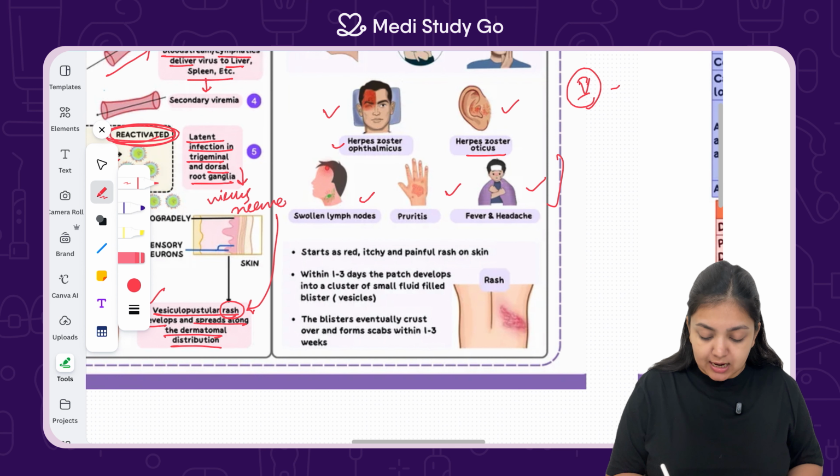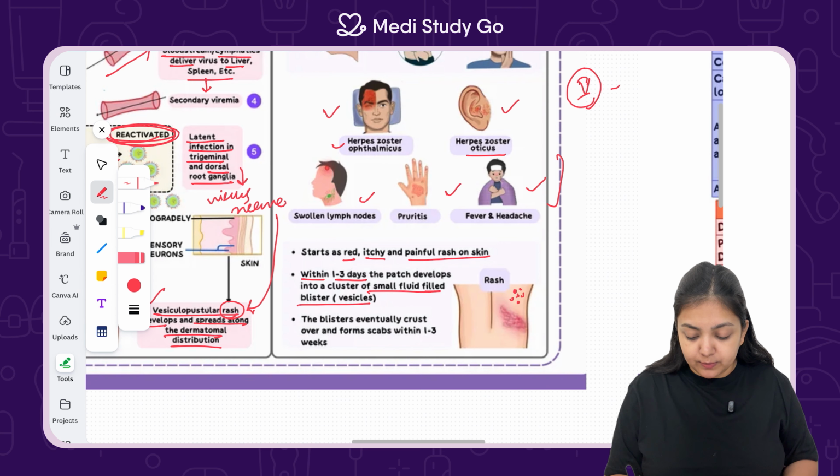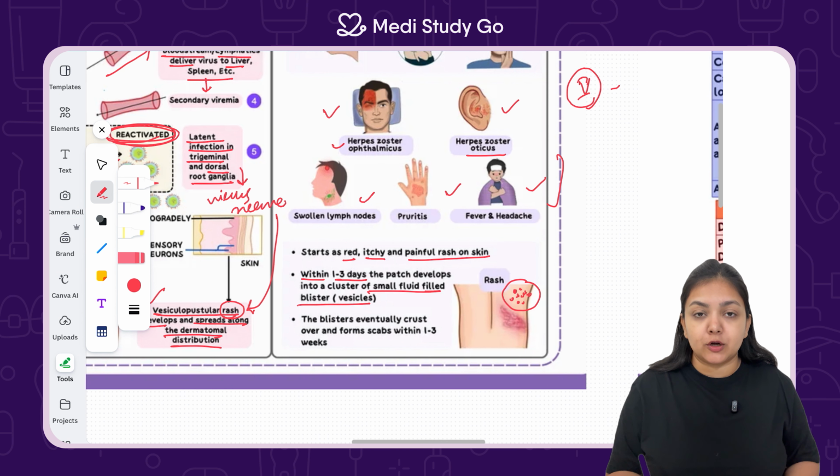So the rash starts as a red, itchy and painful rash on the skin, which within 1 to 3 days develops a cluster of small fluid-filled blisters. So there are going to be many fluid-filled blisters which form the whole part of the rash. It is not just a simple plain rash.